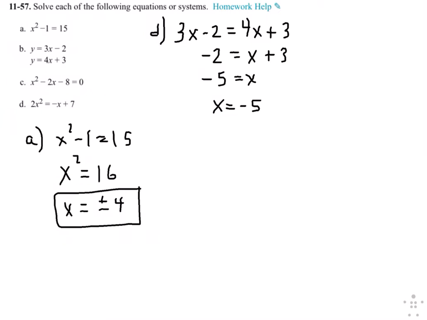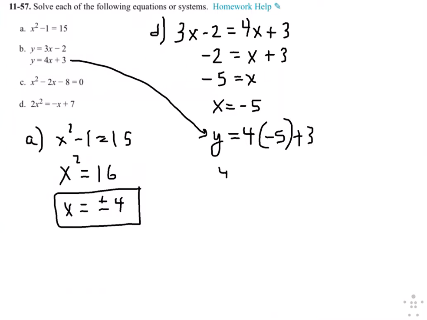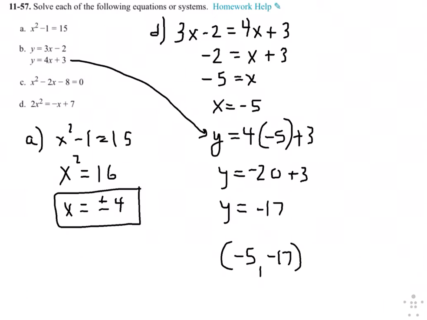Then I need to substitute into one of the two equations. So I'll use the second one. Either one is fine. 4 times negative 5 plus 3. Y equals negative 20 plus 3. Y equals negative 17. So the solution is an ordered pair, right? It must be written as an ordered pair. Negative 5, negative 17.